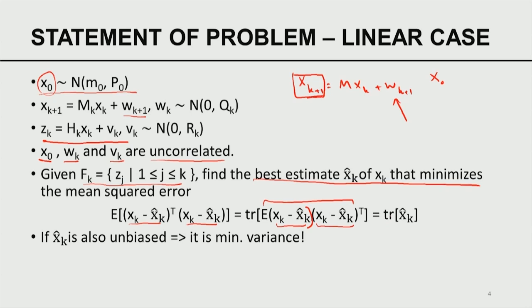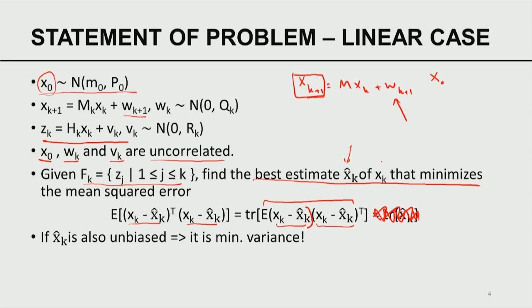So that trace is enough. Now we have stated the problem. I want an estimate xk hat of xk such that it minimizes this mean square error. That is the statement of the problem. Because I am given all the information up to k, and I am interested in estimating the state xk, this is also called the filtered estimate. The estimator that gives xk hat is called the filter equation.